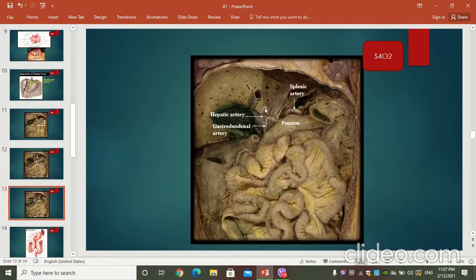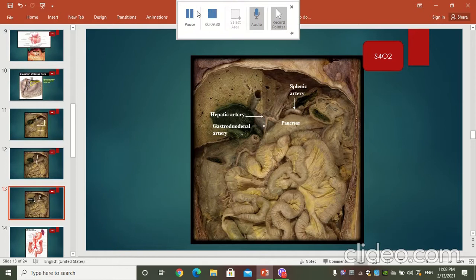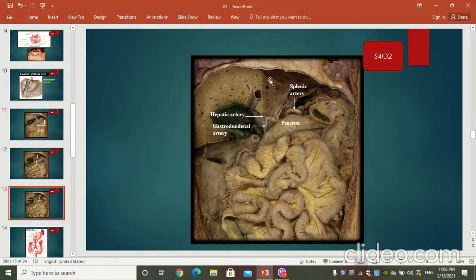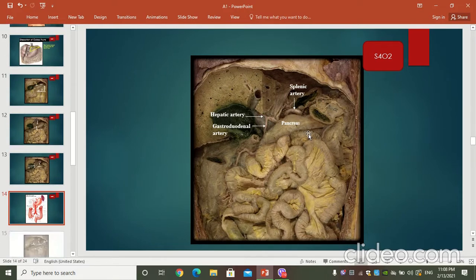This picture shows the splenic artery. Of course, this is situated at the upper margin of the pancreas. You can see this after removal of the stomach, as well as exploring the bed of the stomach.